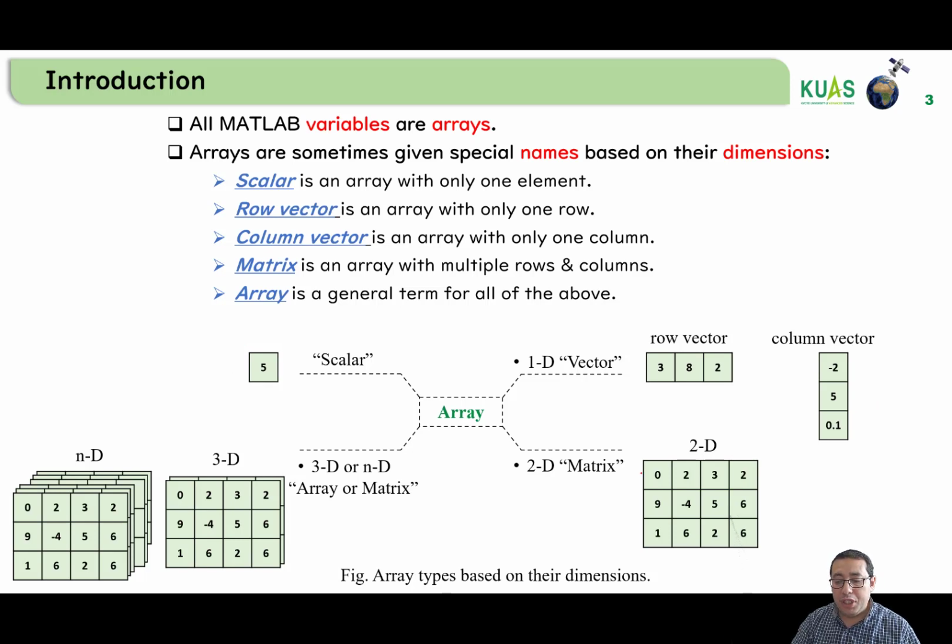If the data is arranged in several rows and several columns, it will be a 2D array, or we call it a matrix. And if the data has several rows, several columns, and also several layers, for example, 3 or 4, etc., it will be a multi-dimensional array, and sometimes we call it a matrix. In this course, we mainly focus on the scalar, vectors, and the 2D matrix.